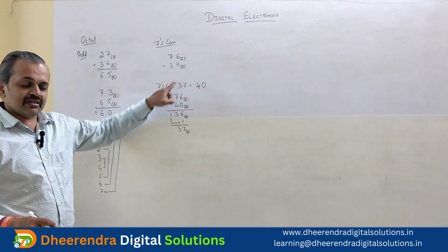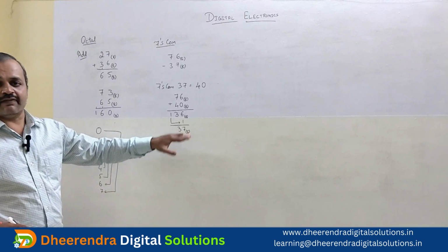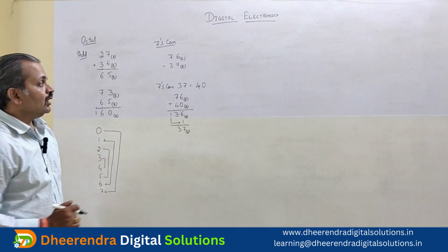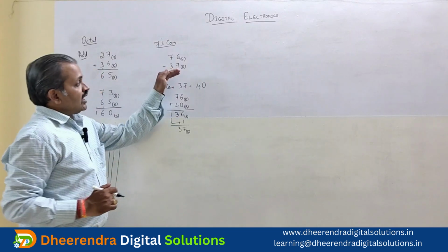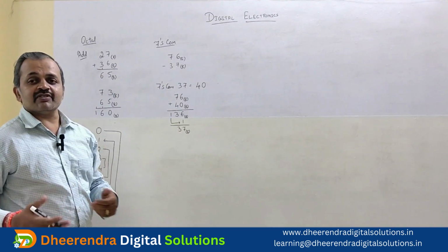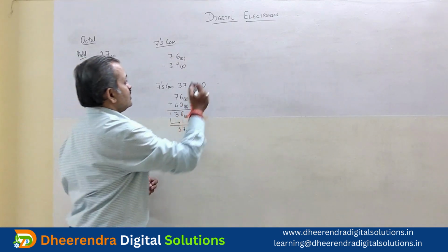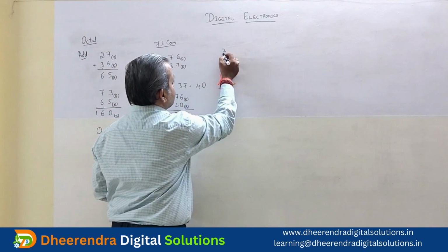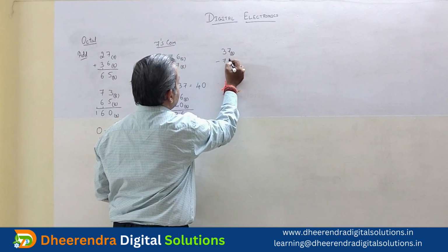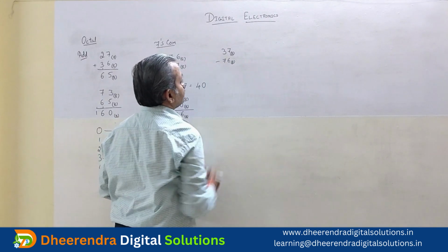76 minus 37 is equal to 37. This is what we have obtained, right? Now, we have looked at a positive number, a positive result. Let us see what happens in case we are getting a negative result. Say for example, 37 to the base 8 minus 76 to the base 8.